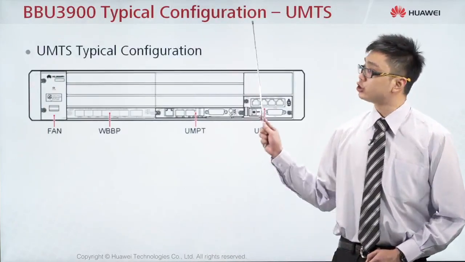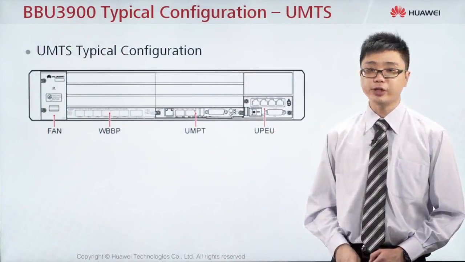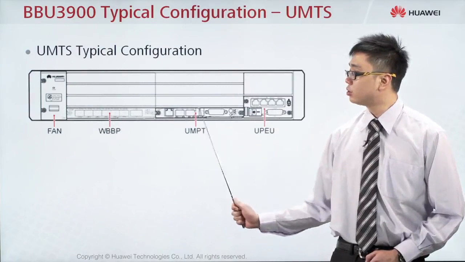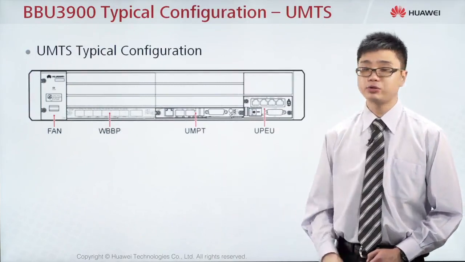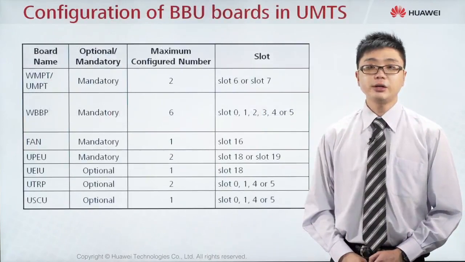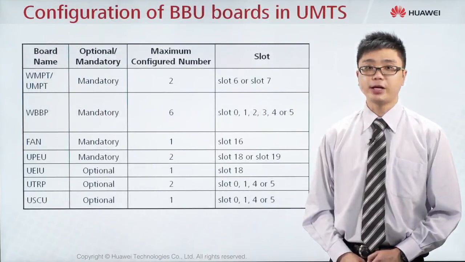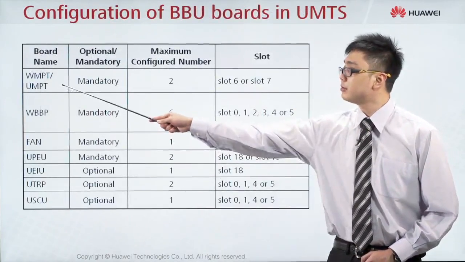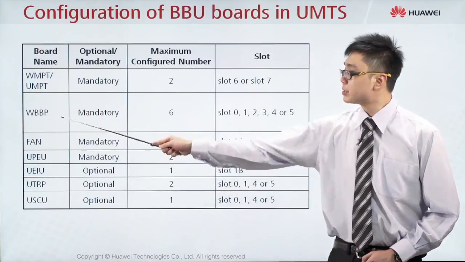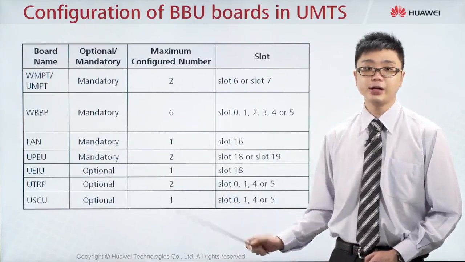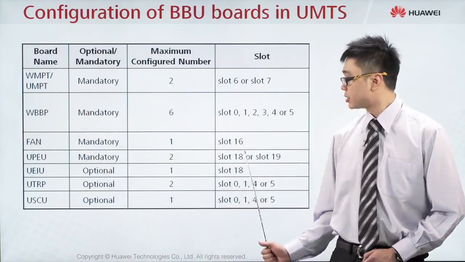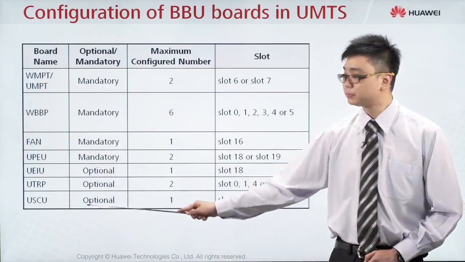And here is an example showing you if your BTS only supports 3G. Notice that if you only support 3G, you have a fan, a UPEU and a UMPT. With the UMPT you can support 3G only. And the one that connects to your RF is the WBBP board. So here we show you the slot numbers and the boards that you can put inside. For example, the main processing board is always slot 7. If 7 is full already, you put it at 6. Baseband processing uses slots 0 until 5. And then the fan is always slot number 16. UPEU, same as just now, is slot number 18, and then the remaining boards.